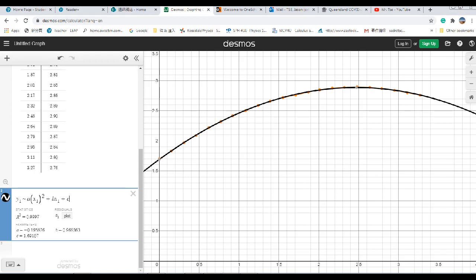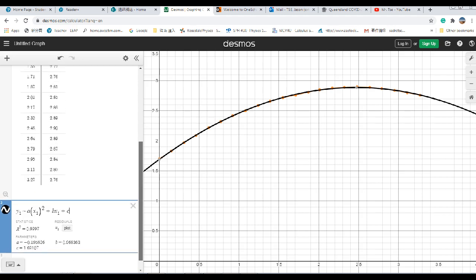Possibly they use different programs. I don't really understand this. Possibly it is due to the rounding off of the data. But anyway, there would be a bit of difference. But when you correct to two decimal places, possibly they will be the same.